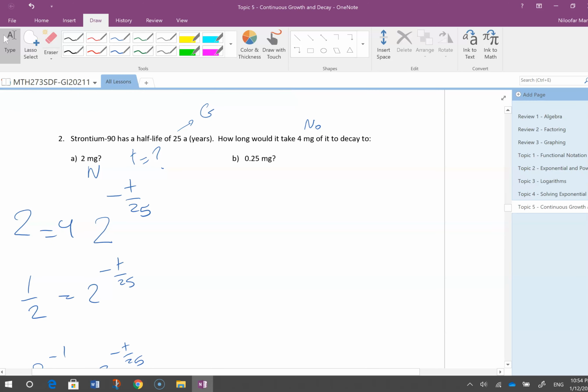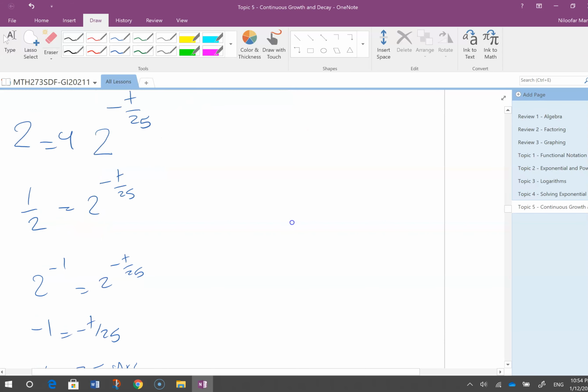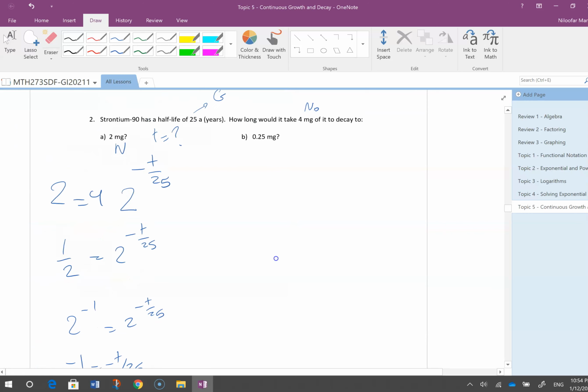Does it make sense? Yes, of course, because I want to go from 4 milligrams to 2 milligrams. So exactly half. So that's the half-life. Makes sense. Okay, how about the next one?